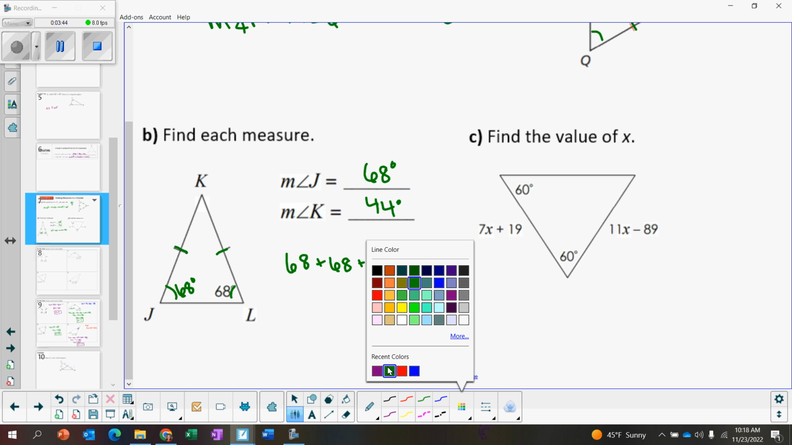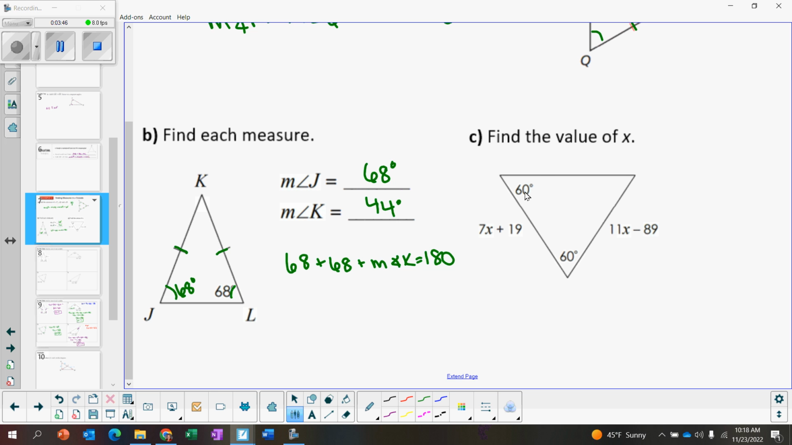For our third one here, I know that's 60 and that's 60, meaning the last angle also has to be 60, meaning it's equiangular. So then it's equilateral. So I can mark all three sides congruent, and now these two sides are the same. So we're going to have 11x minus 89 equals 7x plus 19. Subtract 7x, add 89. And if I divide by 4, x is 27.